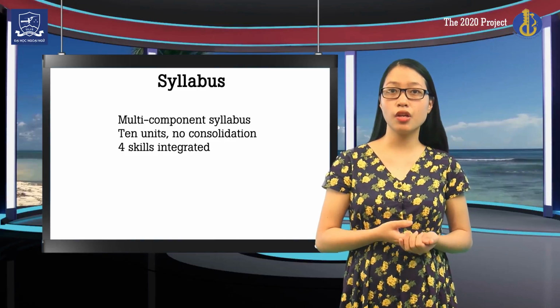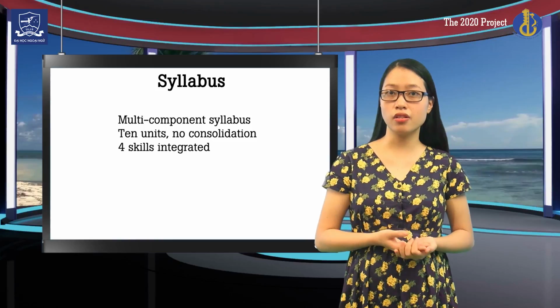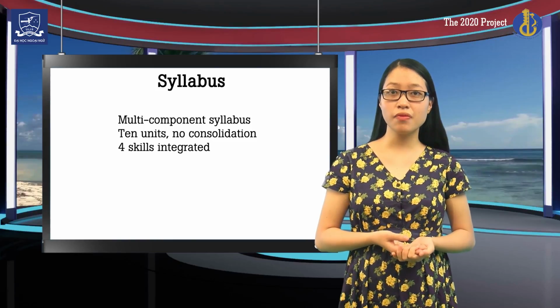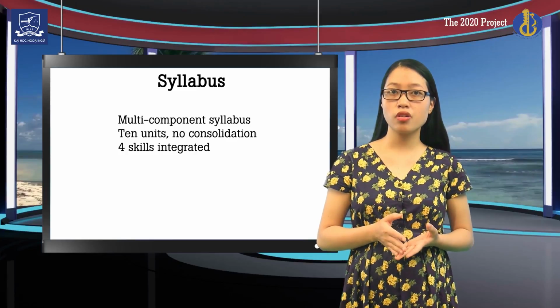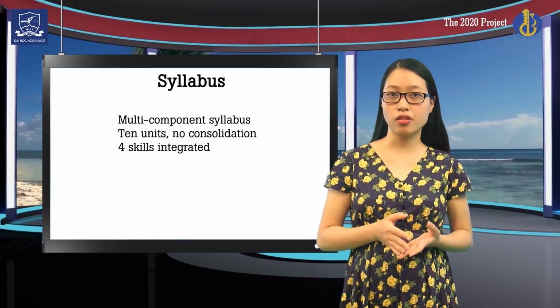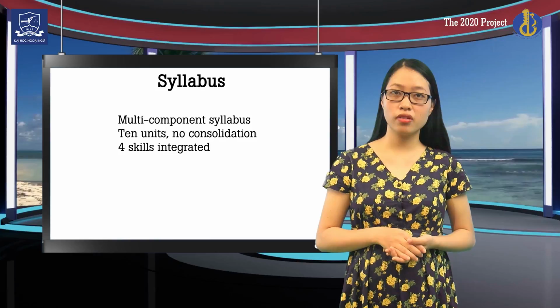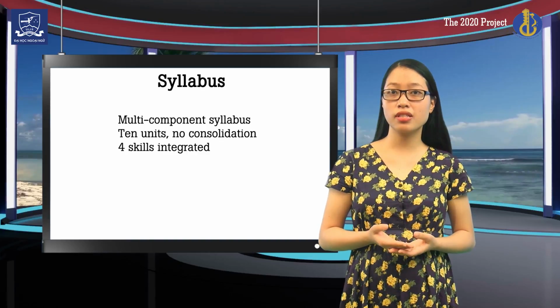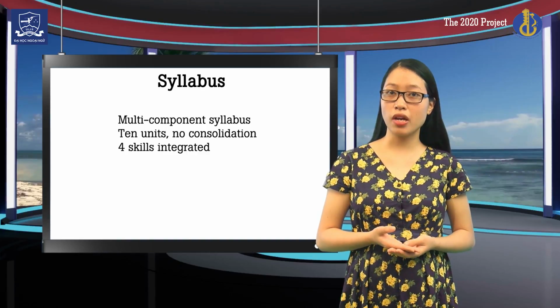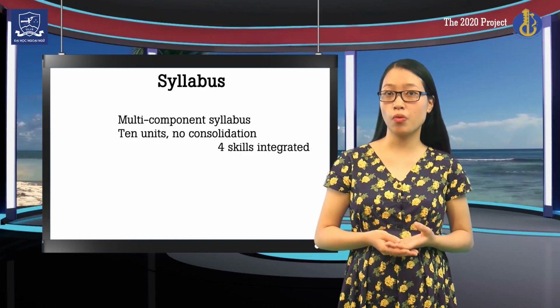The book has 10 units and there is no consolidation during the course. The activities are for the practice of all four English skills, which are integrated in each section. Moreover, the topics chosen can be considered universal, so hopefully they can promote the engagement of learners, especially when they can make some local references.